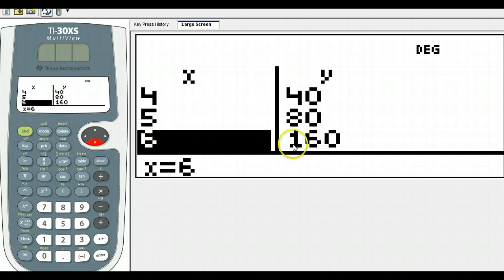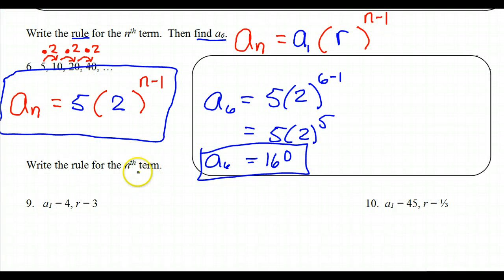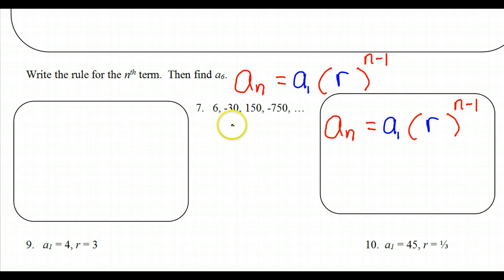So that's another way to look at it using your calculator. It's like checking your answer, so it's almost impossible to get these wrong. All right, let's move on. Looking at number 7.